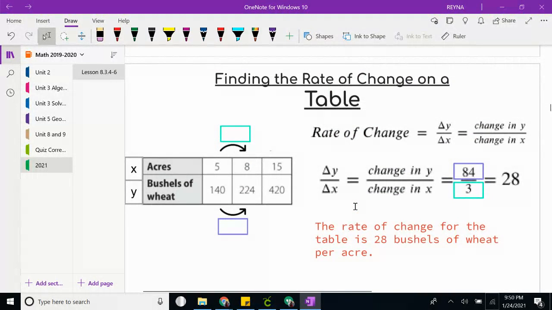Okay. What if we don't have a graph? What if they give us a table? How would I find my slope then? Okay, so what you would do is you would take your change in your y. So how is y changing? Okay, so we would look. We go from 140 to 224. We know it is increasing. Our number is getting bigger. Okay, but how much is it getting bigger? If you're unsure, just subtract your numbers. What do you get?